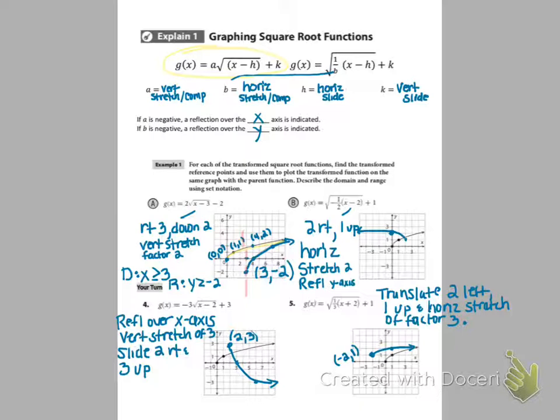Now looking at example B, this time when I look at that key point there on the end of the graph, in this case, it might sort of be considered the beginning of the graph since it's going to the left. So that point is at 2, 1, because this was a shift 2 to the right and 1 up. And so I know that that domain would have to only include values of x that are going to be less than or equal to 2.